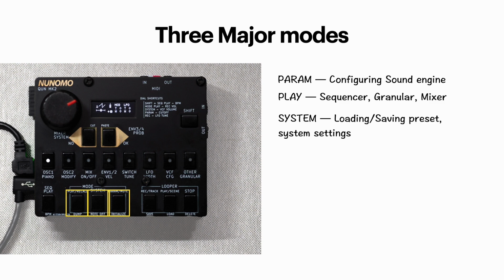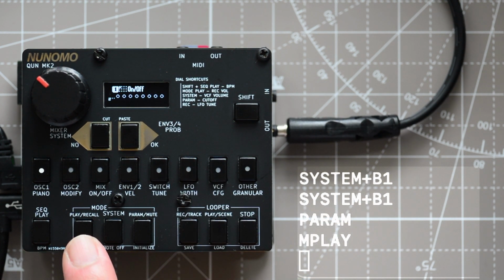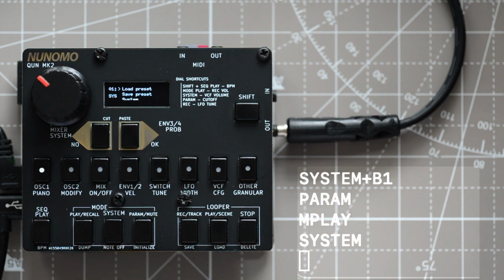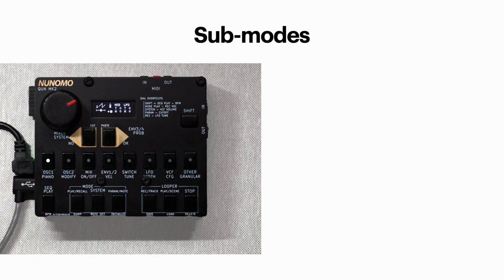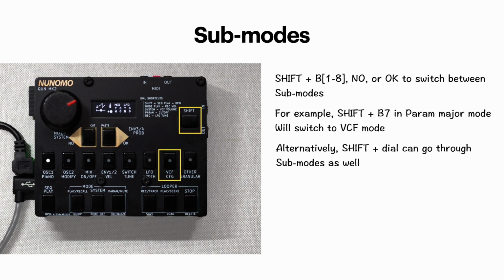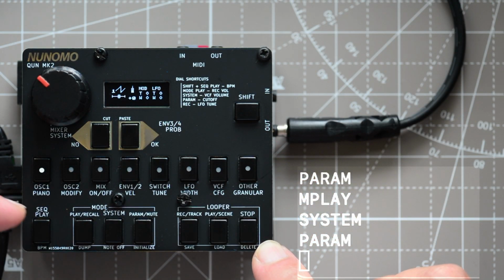Let me just click each mode. Now I'm already in the parameter mode. But if I press play, it switches to play mode, and then press system to switch to system mode. Each major mode has a bunch of sub modes. To switch between sub modes, basically press shift and the button 1 to 8, or the no or OK button. For example, I'm in parameter mode. So shift. There are labels here. The first line is for parameter mode, and the second line is for play mode. Right now I'm in the parameter mode, and then shift.